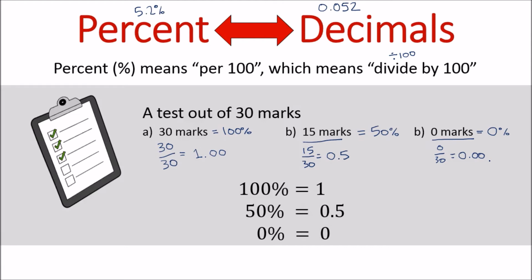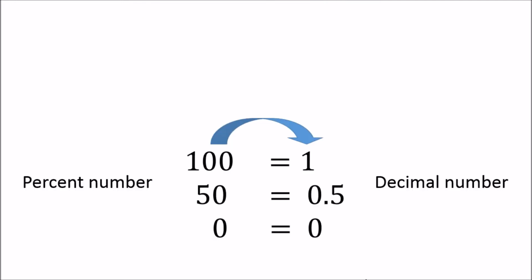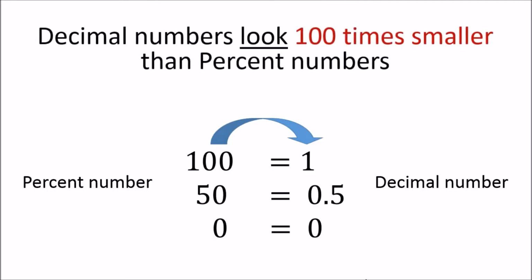And I'm just going to get rid of these percent signs and look at just the number. So from 100 to 1, this looks 100 times smaller. This also is 100 times smaller, and in terms of converting, this one here is also 100 times smaller. This is a key point. Decimal numbers, these ones over here, are always going to look 100 times smaller than the percent numbers, these ones. This can help you keep track of which way you're moving your decimal point. Remember, percent looks bigger and decimals look smaller.